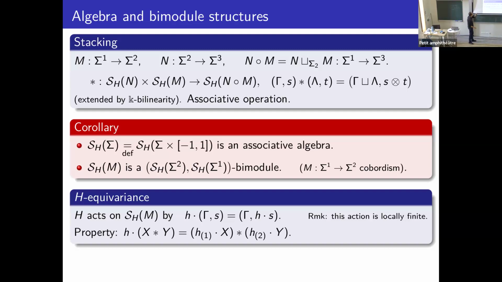And it is very readily seen that you have this equivariance property, which means that the action of H is compatible with stacking. And here I use the Sweedler notation for the coproduct. So in your algebra, you have the coproduct delta, which maps from H to H tensor H. And since we don't want sums everywhere, we use this Sweedler notation.